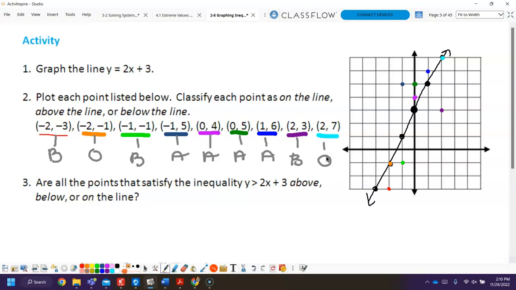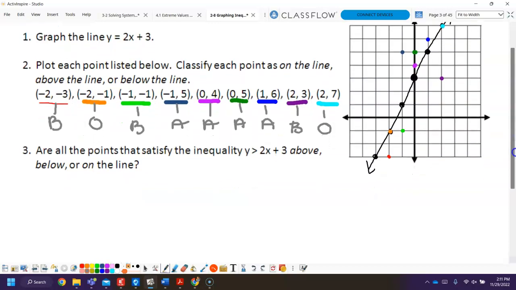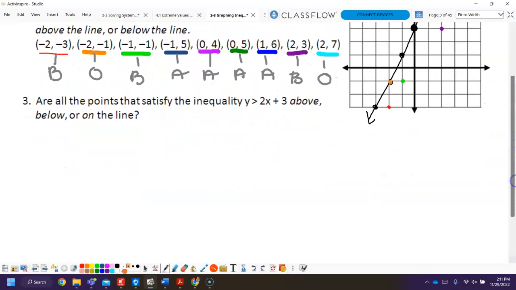What we want to do now is determine, okay, are the points above, below, or on the line, or all of them, none of them? What ones count as solutions? So the question is, which points make that statement y is greater than 2x plus 3 true? What points make that statement true?